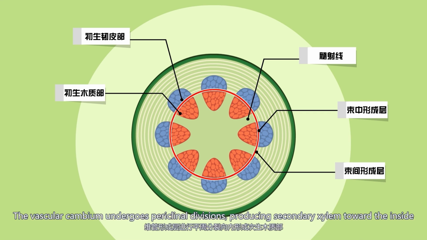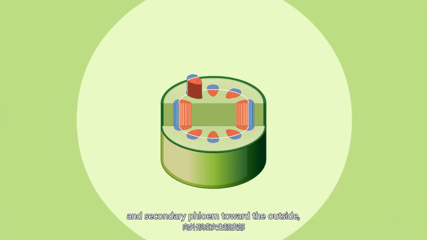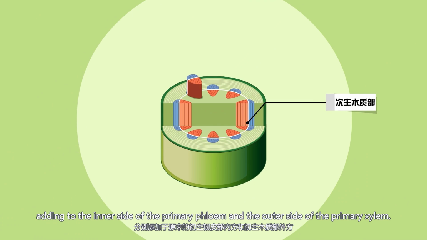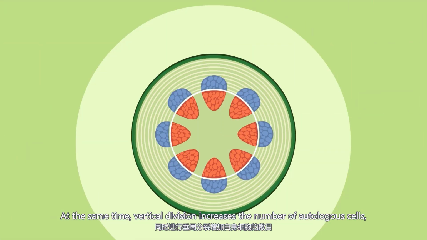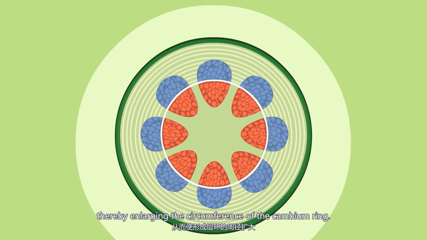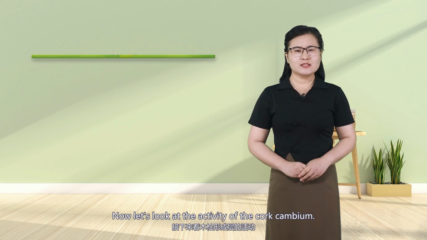The vascular cambium undergoes periclinal divisions, producing secondary xylem toward the inside and secondary phloem toward the outside, adding to the inner side of the primary phloem and the outer side of the primary xylem. At the same time, vertical division increases the number of its own cells, thereby enlarging the circumference of the cambium ring. Some people compare the process to blowing up a balloon.